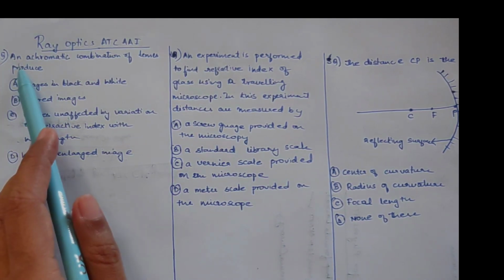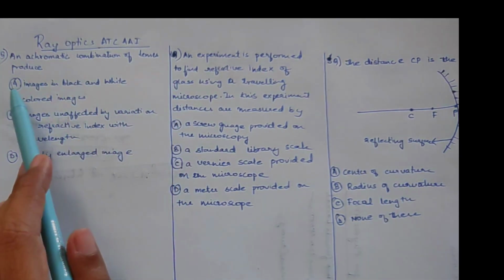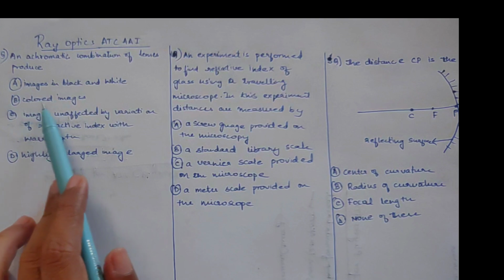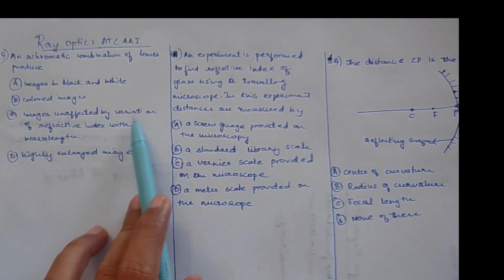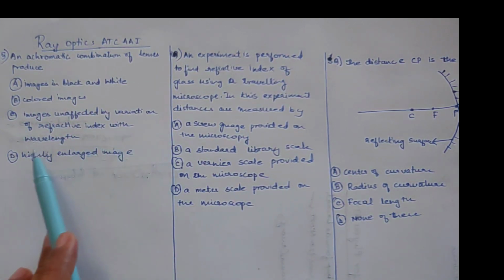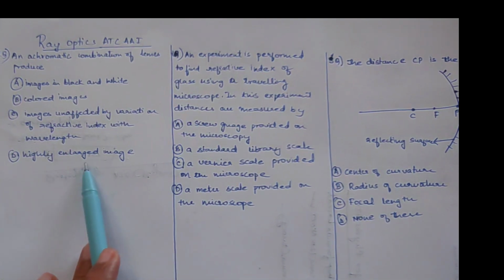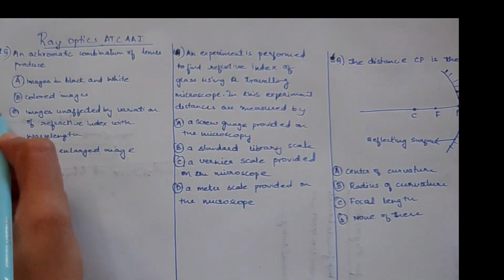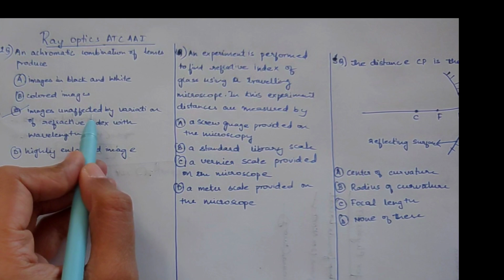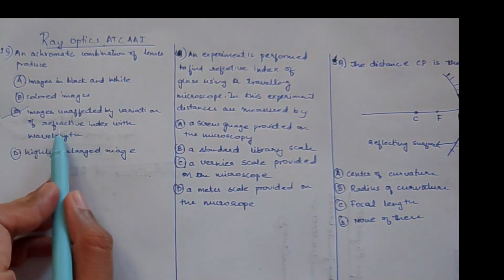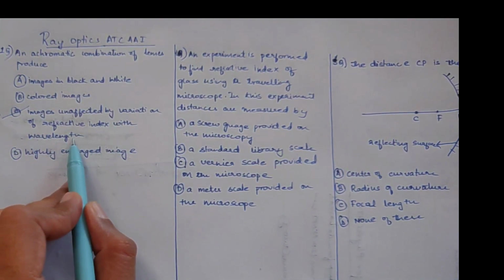Start with the first question. An achromatic combination of lens produces images in black and white, colored images, images unaffected by the variation of refractive index with wavelength, highly enlarged. See, this is the answer. C. Images unaffected by the variation of refractive index with wavelength.